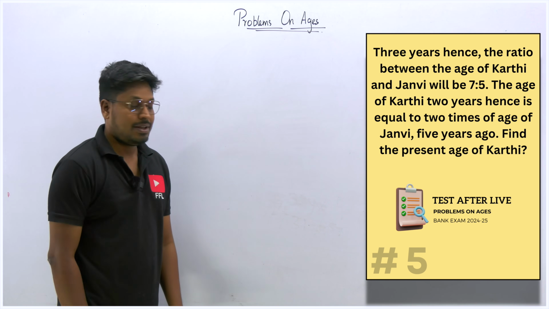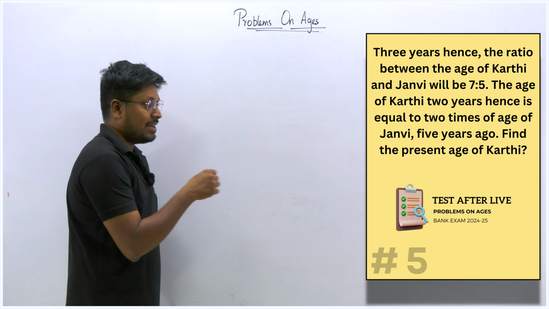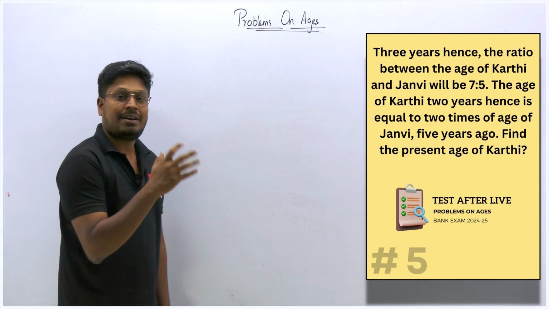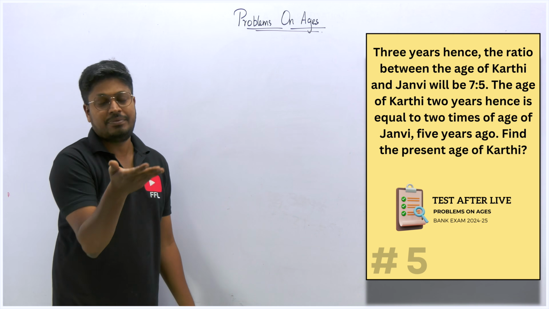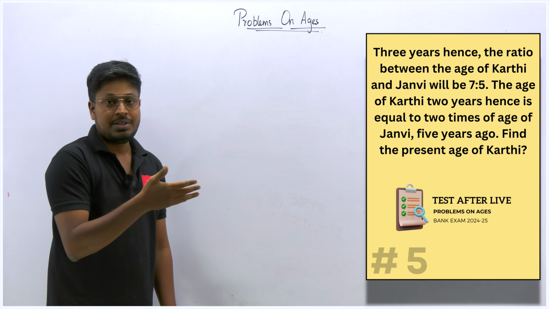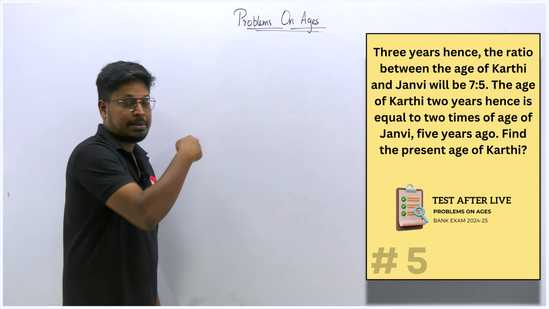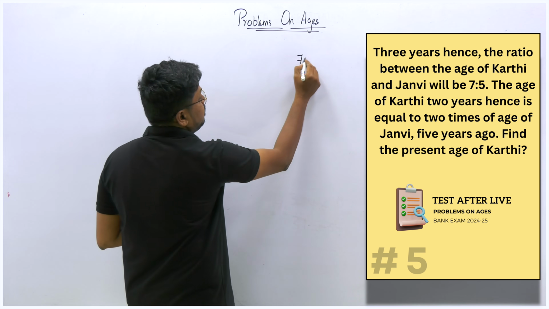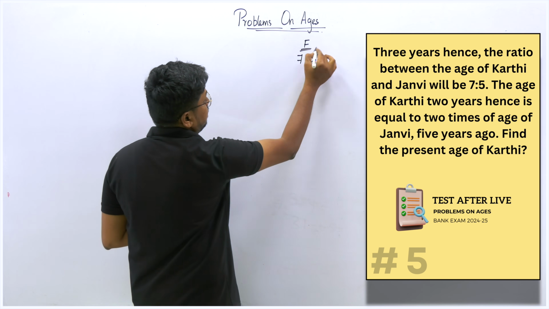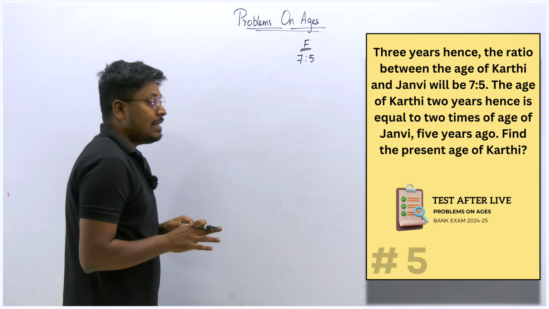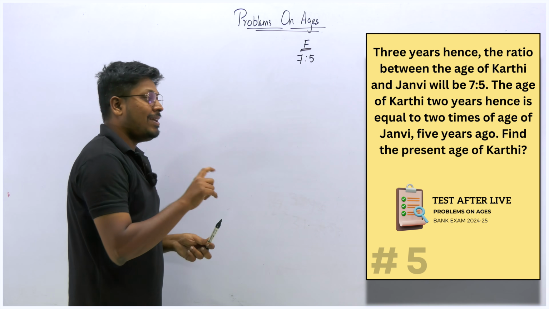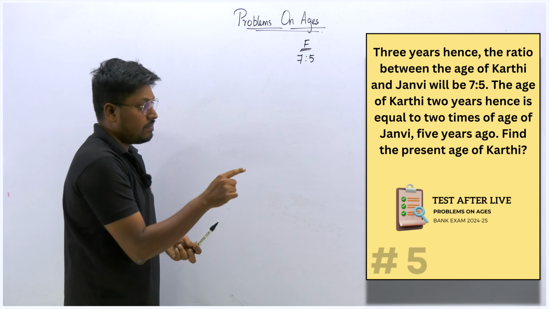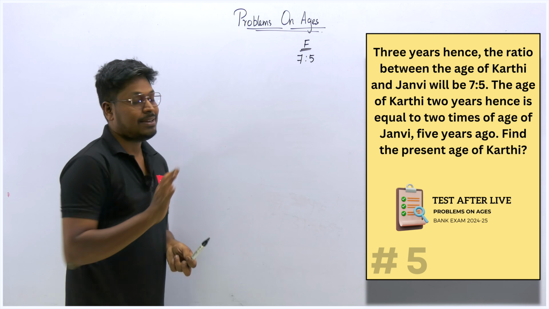Question number 5. 3 years hence, the ratio between the age of Karthi and Janvi will be 7:5. 3 years hence, which means they are talking about the future. So future age after 3 years from the present, where the ages are in a ratio 7:5. So 7:5 is the future age. Now what they are saying is the age of Karthi 2 years hence is equal to 2 times the age of Janvi 5 years ago. So find the present age of Karthi.